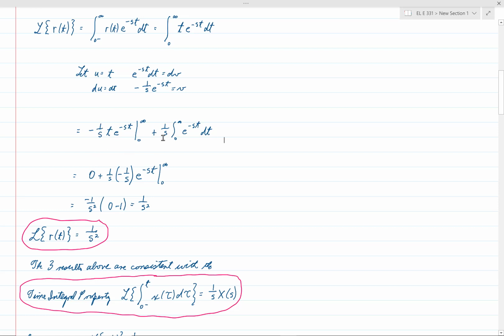And then over here, we have a 1 over s, and then we need to get this integral in the form e to the u du, so we need a negative s on the inside and a negative 1 over s on the outside.